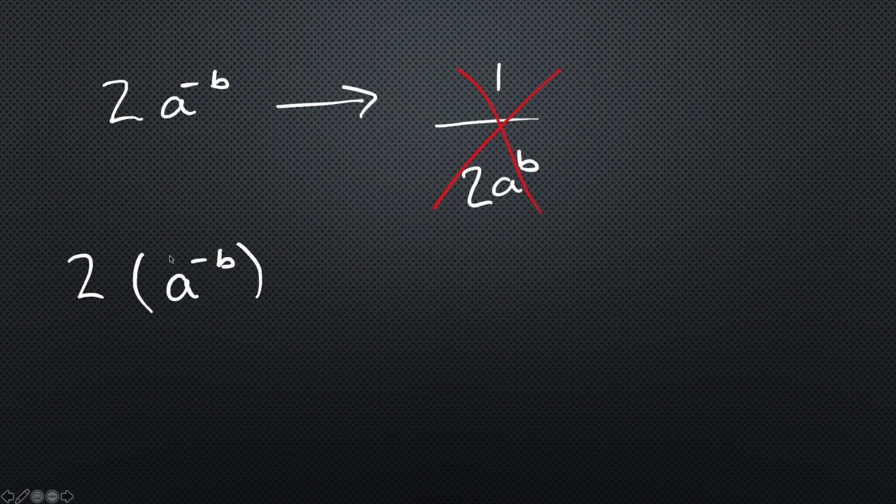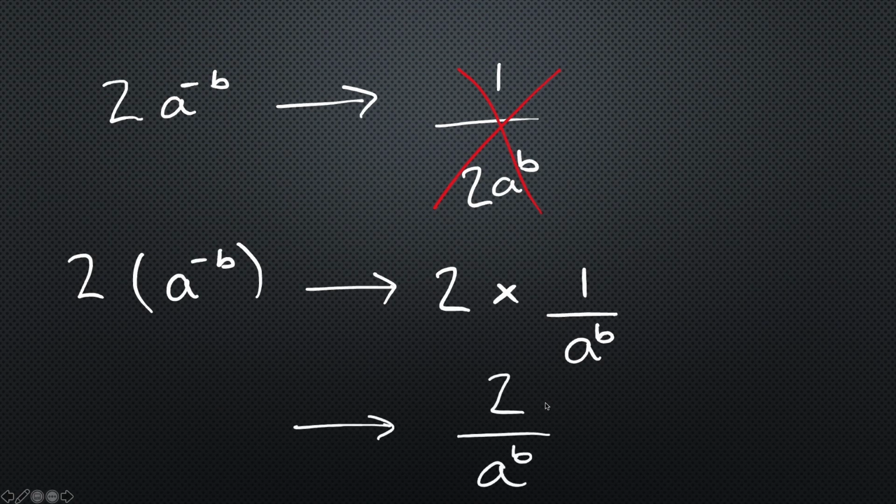So this is what we do. We separate this. These 2 things here are exactly the same: 2 multiplied by it. But we put this in separate brackets, and then once we apply the rule, that will give us 2 times 1 over a to the power of b. And then when we multiply that, that just gives us 2 over a to the power of b. And that's how you need to think about it.